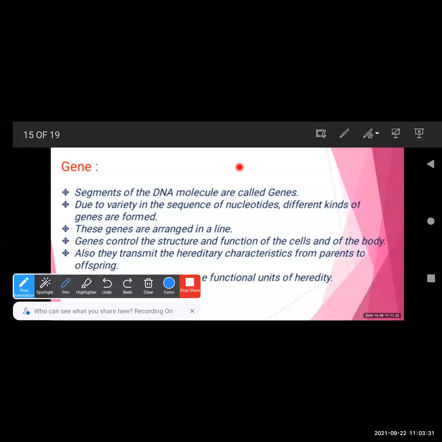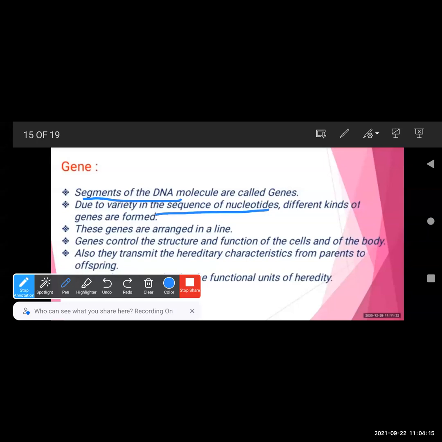So we'll highlight the major points. The segments of the DNA are called genes. Due to variety in the sequence of the nucleotides, there are different sequences. It can be AT-AT-GC, it can be AT-GC-GC, it can be GC-GC-AT, it can be GC-AT-AT, or you can make thousands of combinations with these 4 nucleotides, right? If you want to try, you can try on your own. And 3 nucleotides form 1 gene, which is the coding for the protein synthesis of our body.